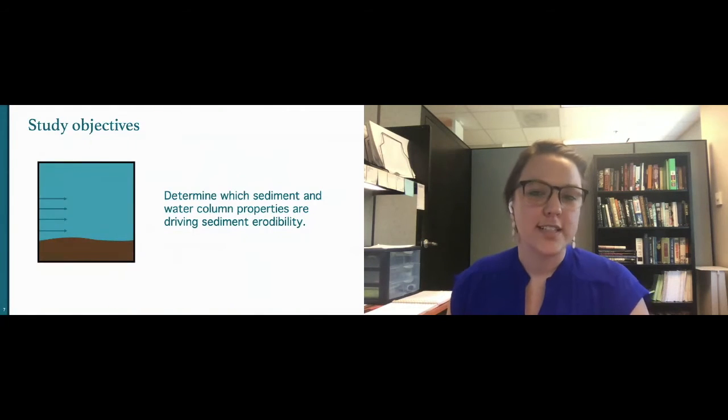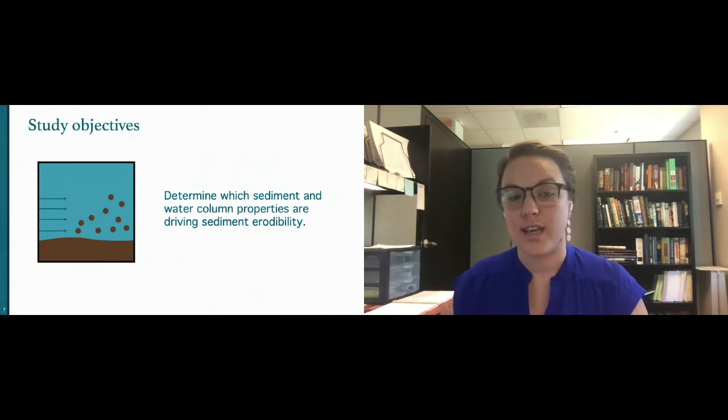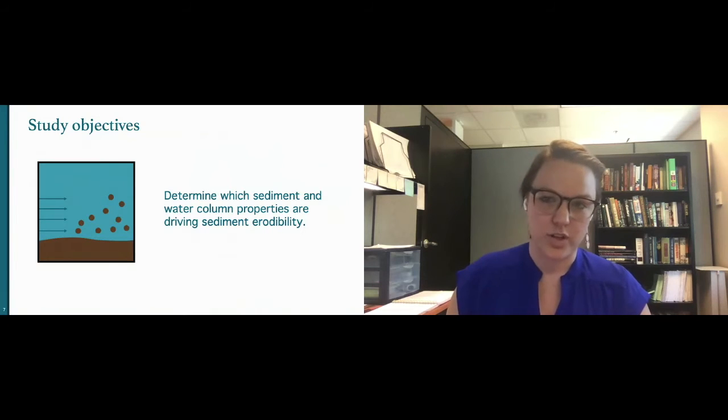So my study objectives are to determine what sediment and water column properties are driving sediment erodibility. I want to know what's making it more erodible or less erodible in the York River.